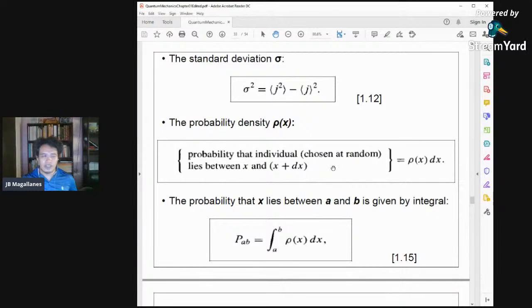So if you want to integrate from a certain position A to a later position B, then that's the probability of that individual chosen at random lying between A and B. So you just have to get the integral of this. The probability that x lies between A and B is given by this integral.